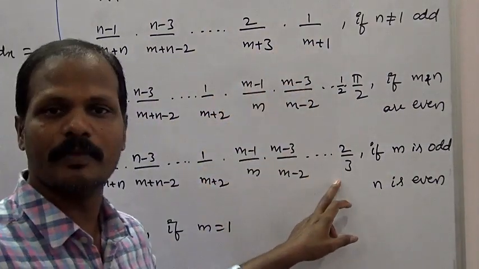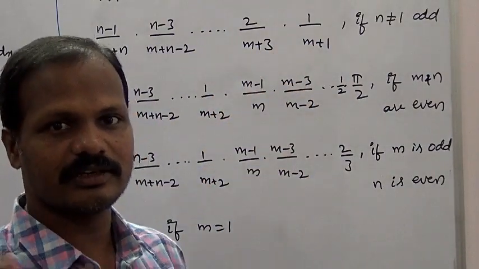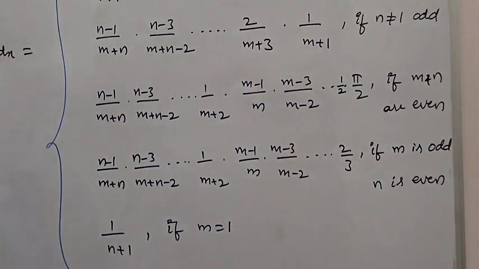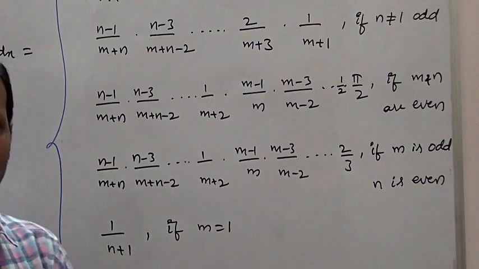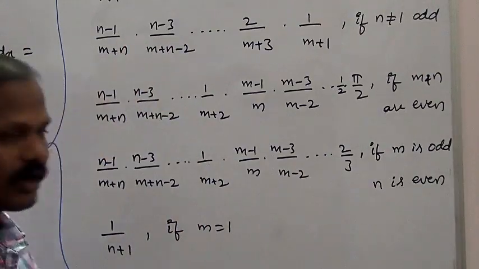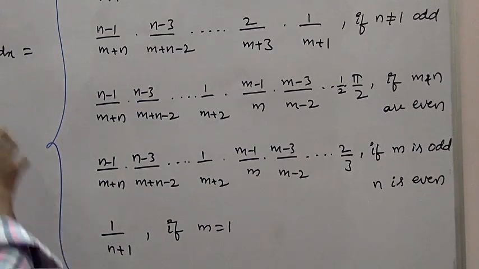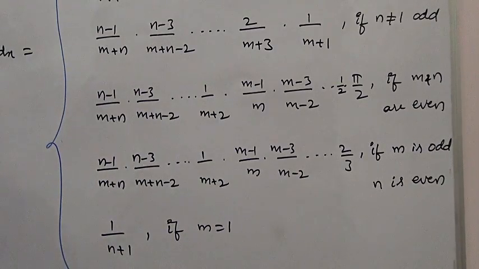But the last term is 2 by 3. So just stop it, just like in the integral from 0 to pi by 2 of sin power n x dx. Fine. So actually there is no need to remember this total formula. You have to remember the process. That is, when this type of problem is given, you have to start the reduction from n minus 1 by m plus n.